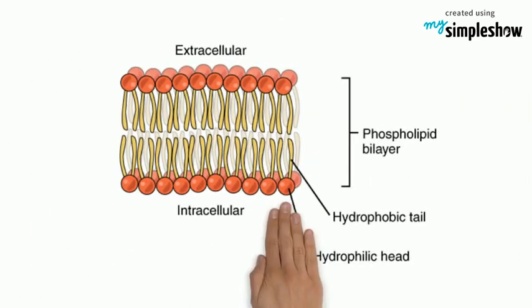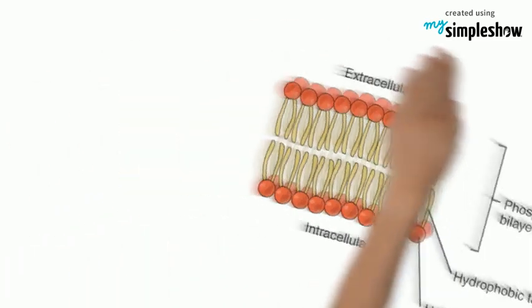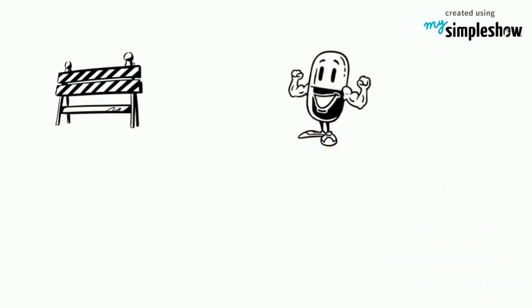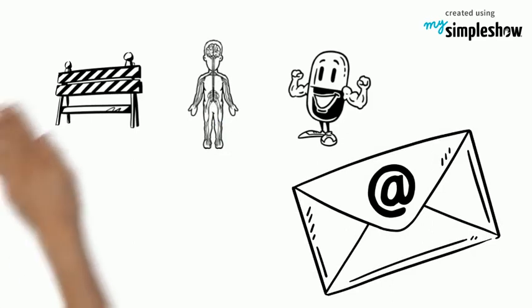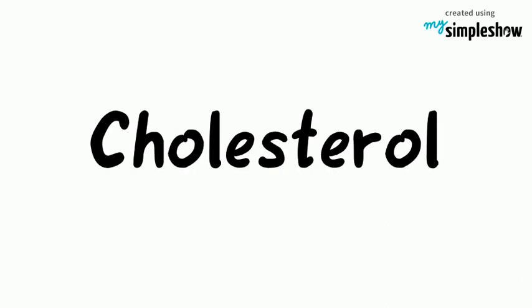Other important lipids include phospholipids that are found in membranes. These lipids have an end that's soluble in water and a tail that isn't. Their structure allows them to form an effective barrier around a cell. Steroids are a kind of lipid that the body uses to send messages. Cholesterol is a kind of steroid, and it can be used to make other kinds.